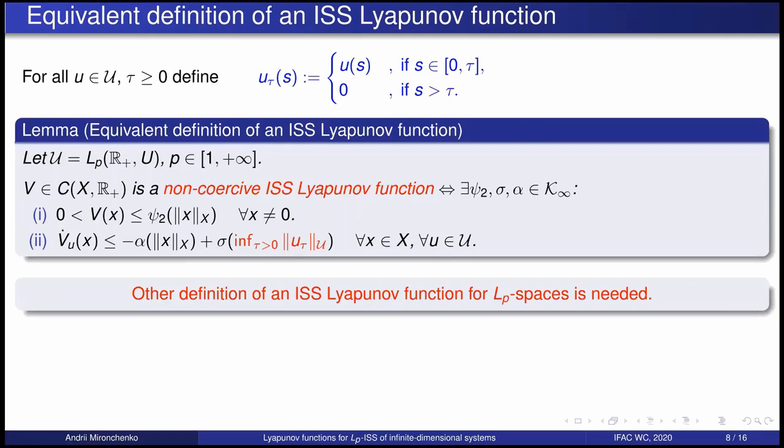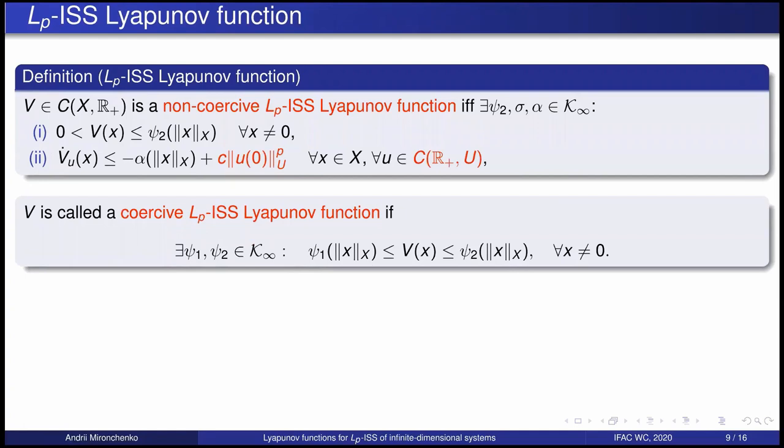Therefore, we need to search for another definition of an ISS Lyapunov function, which will be appropriate for the spaces of integrable inputs. Now, we introduce a new definition of an LP ISS Lyapunov function. We say that a continuous function is a non-coercive LP ISS Lyapunov function if it satisfies these two properties.